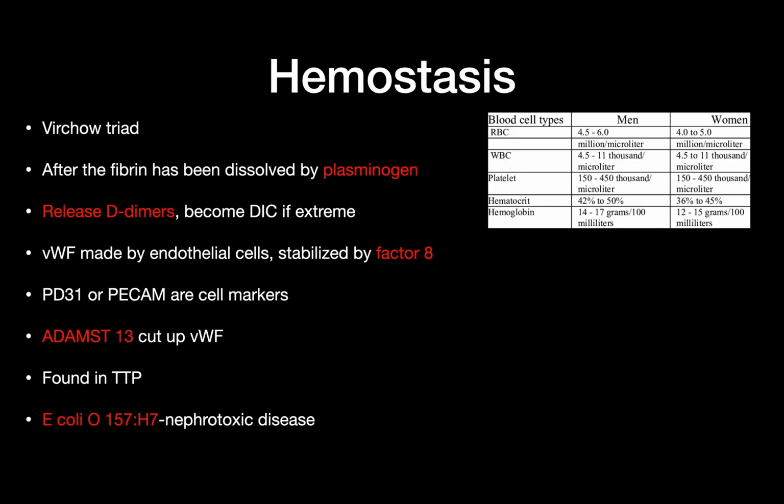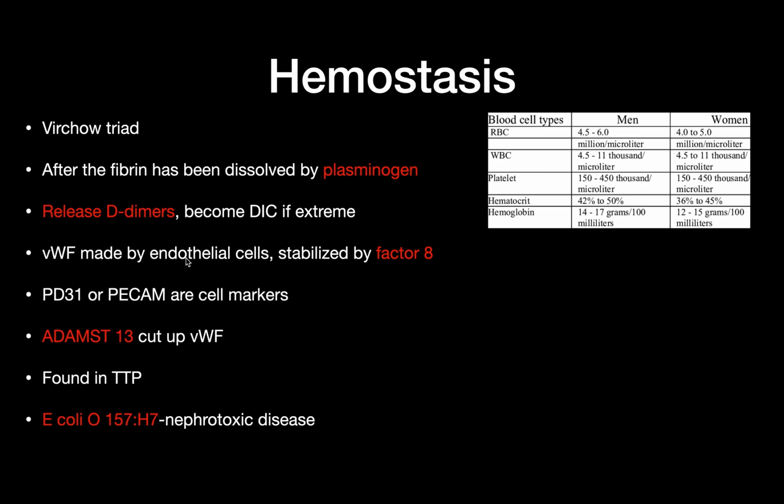Hemostasis is going to be determined by whether the fibrin has been dissolved by plasminogen, in which case D-dimers are going to be released. This is normal, but if there are elevated levels, that's a DIC.